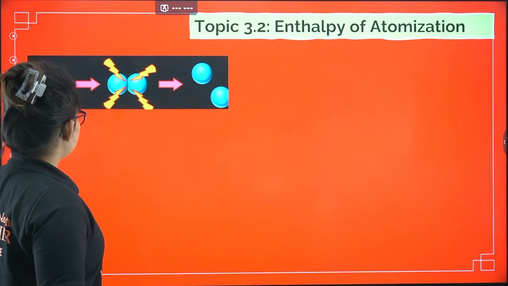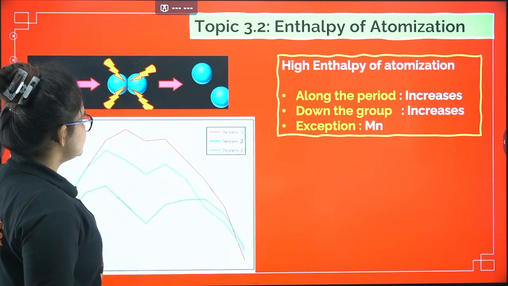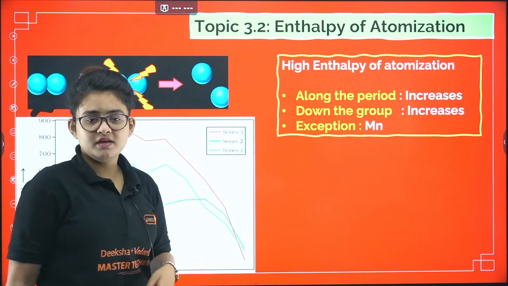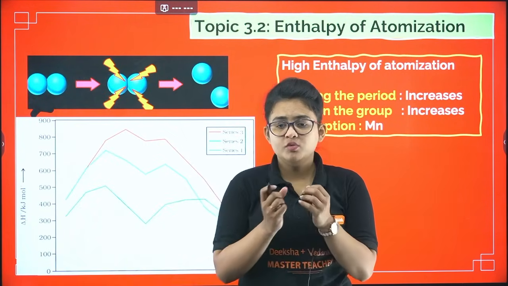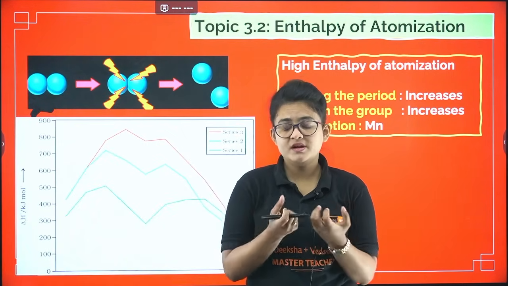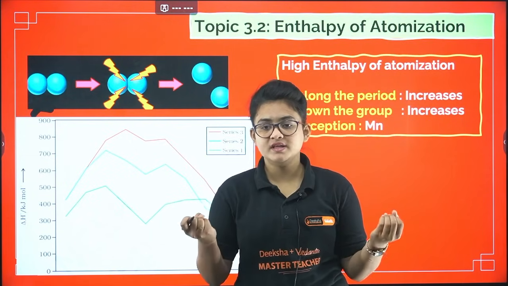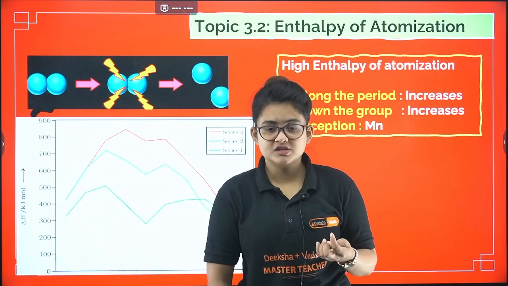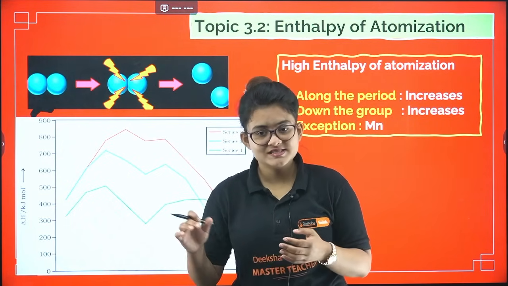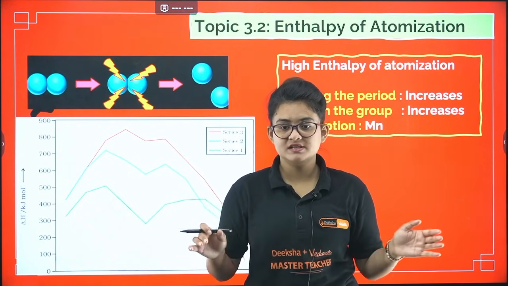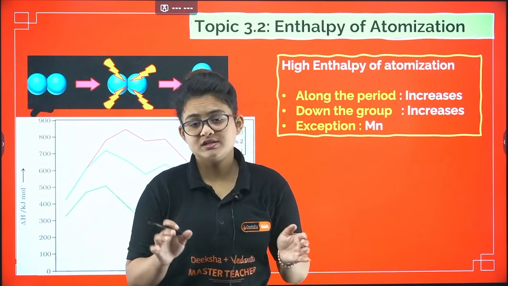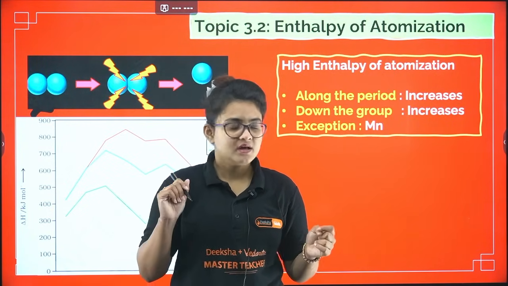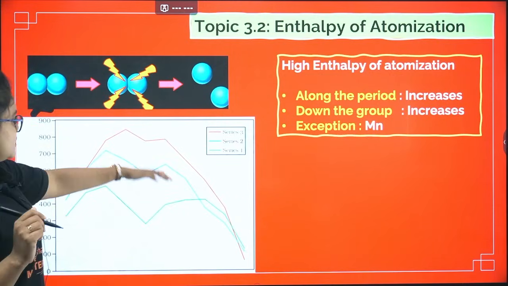Okay, enthalpy of atomization. So what is enthalpy of atomization? If you have a metallic bond, then to break the bond and separate them into individual atoms, the energy you require is called the enthalpy of atomization. Along the period it increases, down the group it decreases. It doesn't happen in the case of manganese, the reason I already told you. I guess it's clear. This is the trend.